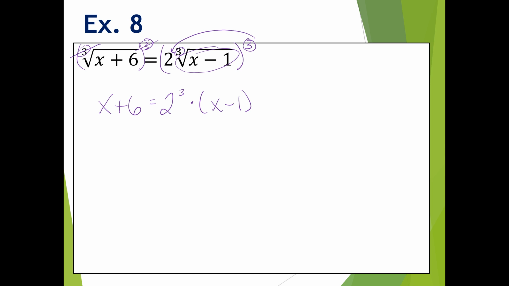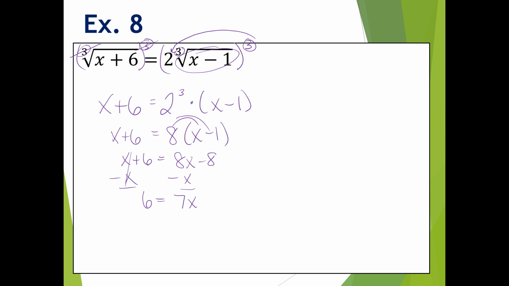Okay, so now we have x plus 6 equals 8 times x minus 1. We're going to distribute that 8, so we get 8x minus 8. Again, we're now just a linear equation, so we're getting our x's alone. Subtract x from both sides, so 6 equals 7x minus 8. Adding 8 to both sides, 14 equals 7x, and x equals 2.